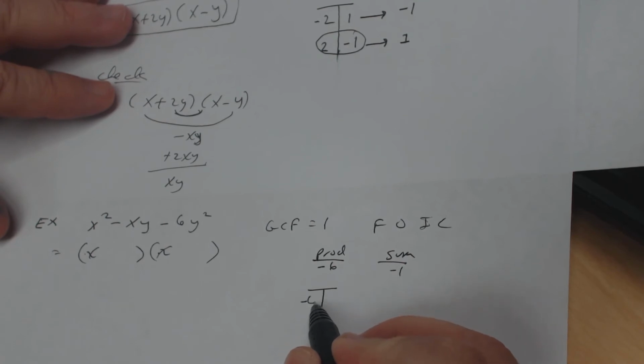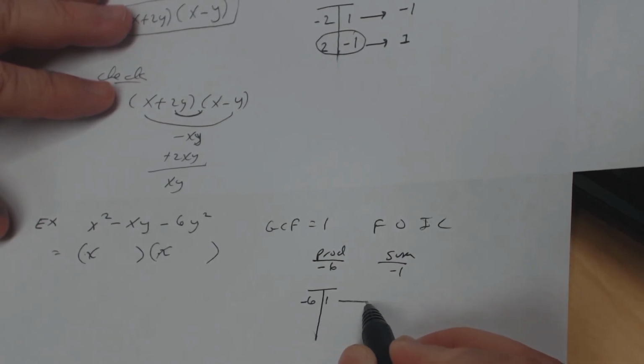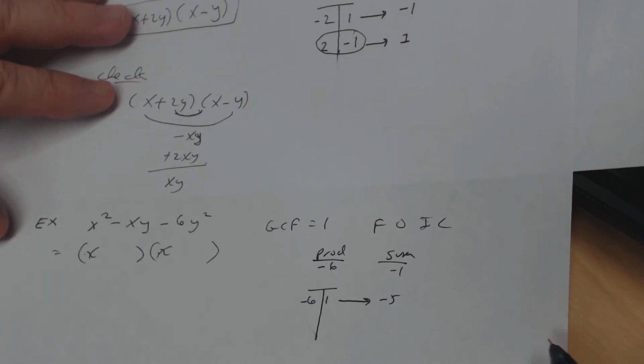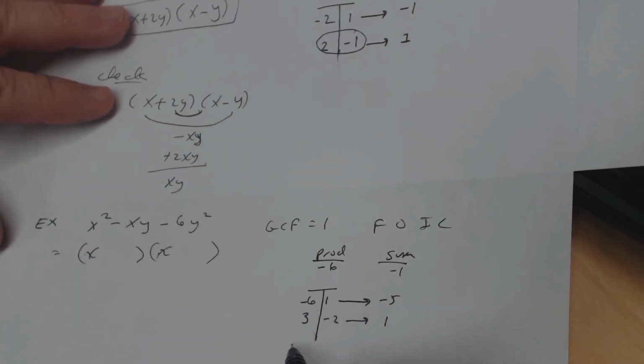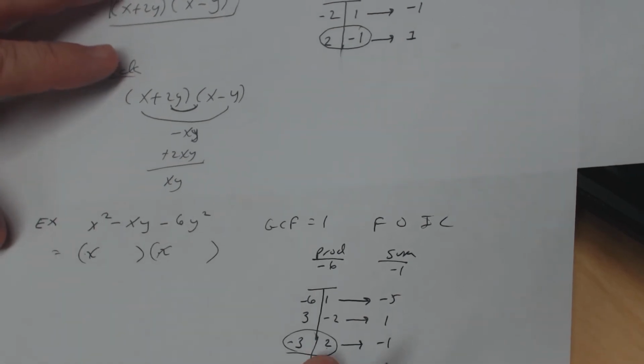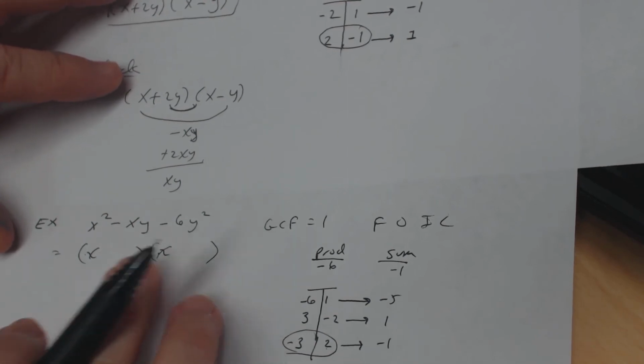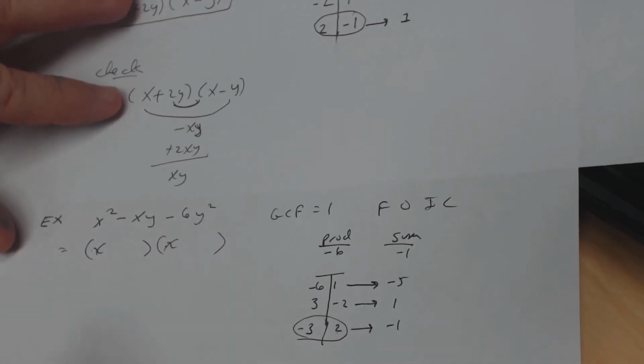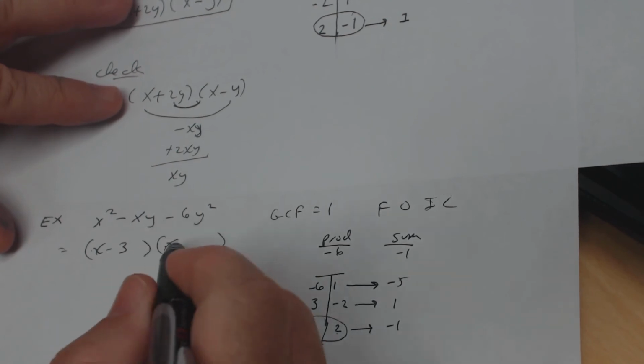So I get negative 6 times 1, but when I add them up, that sum's negative 5, so that doesn't help me. I can say 3 times a negative 2. When I add them up, I get a positive 1. I'm almost there. So you see that positive 1, I want a negative 1, just change these signs. So let's say negative 3 times 2. So negative 3 times 2 is still negative 6, but when I add them up, I get a negative 1, and that's what I want. So once you find the two numbers that work, you just put them in those final spots. Okay, so I'm going to say minus 3 and then plus 2.